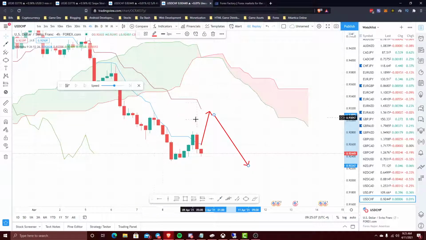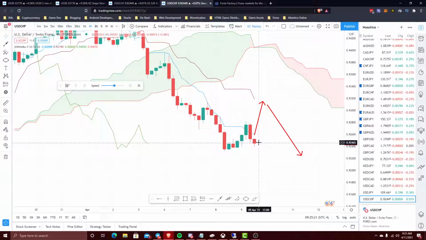But I see that this baseline is starting to head down towards this direction. So it may continue in the downwards direction. And with this baseline here, it may continue to go down. Or what it might do is this.